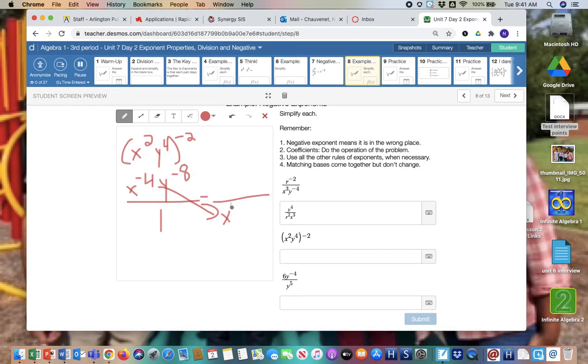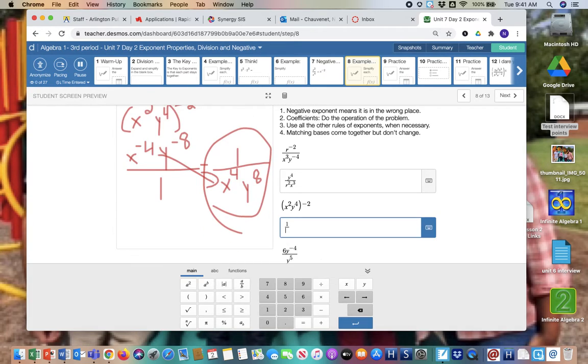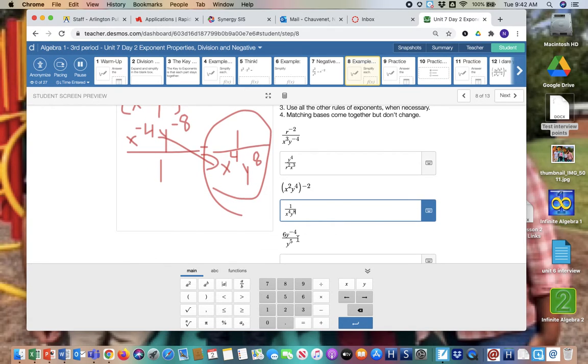So it's going to become x to the fourth, y to the eighth in the denominator with the 1 in the numerator. So that's what we'll have right there. So let's do it. 1 over x to the fourth, y to the eighth. And that's what we should have here. All right, last but not least, let's look at this one.